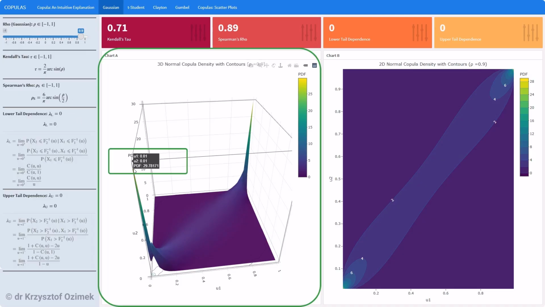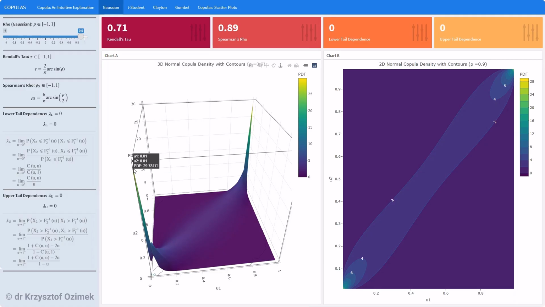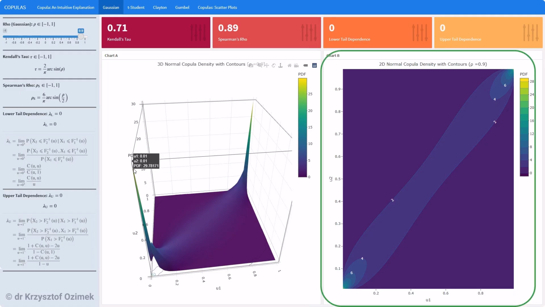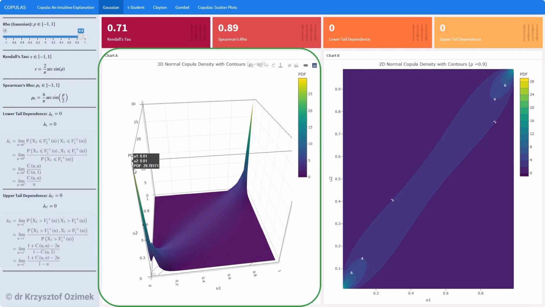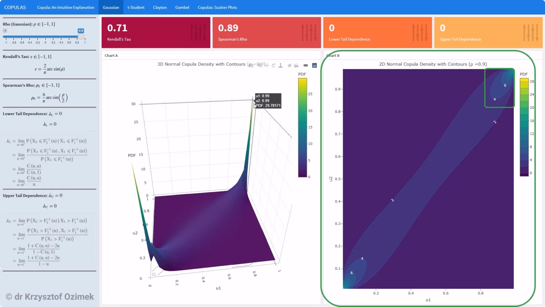In the 3D plot, we can see that when U1 and U2 are close to 0, the PDF is relatively high. This is also visible in the right-hand plot, Chart B, where yellowish areas appear in this region of U1, U2. A similar pattern occurs in the area where both U1 and U2 are close to 1, where the PDF is also very high. This can be seen clearly on the right-hand plot.